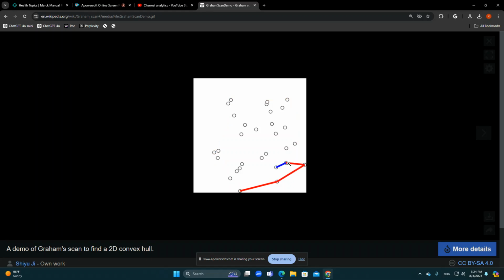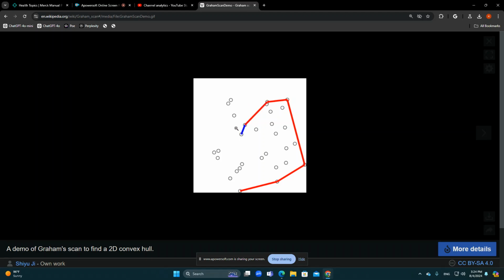Again, going left, going right, not good. Going back. Going right, not good. Going back. Going right, not good. Going back. So you can see here the idea that we are moving only to the left.